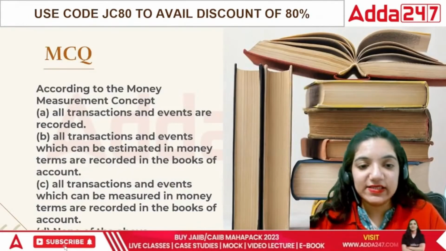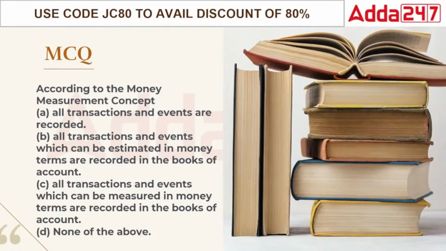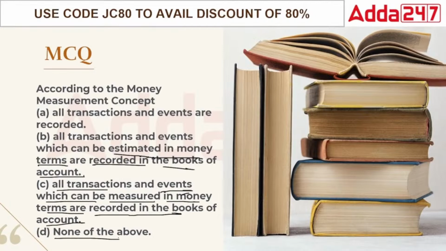It says that, okay, I hope it's visible right now. Let's talk about it. According to the money measurement concept, what do you mean by money measurement concept? The money measurement concept says that all the transactions and events are recorded. All the transactions which are estimated in money terms are recorded in the books of accounts. All transactions and events which can be measured in money terms are recorded in the books of accounts, or none of the above.